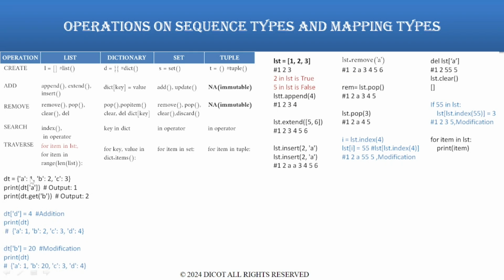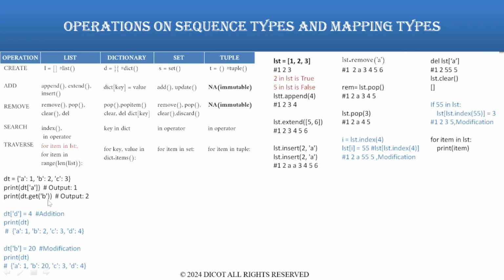We have 3 pairs here: A1, B2, C3. Print dt of A is 1, because it will return the value associated with key A. There is another way to display the value. dt.get of B will output 2.